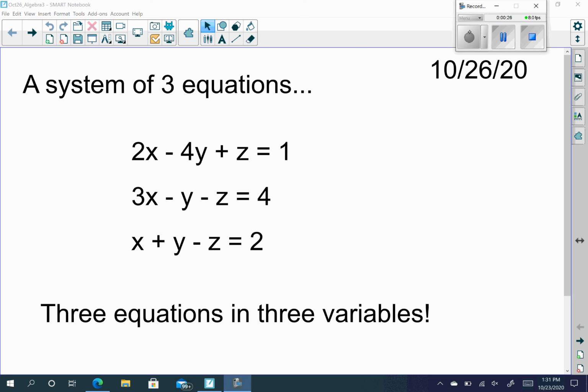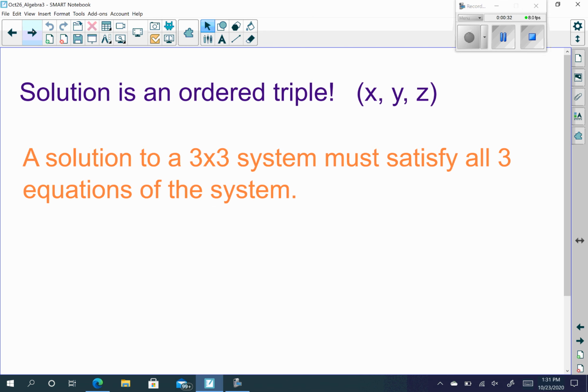the graph here. So again, a system of three equations has three equations, but now we also have a third variable. The solution, instead of it being called an ordered pair, which just contains an x and a y, we call this an ordered triple. And it's going to have three spots here for when we solve for x, solve for y, solve for z. And those are typically the three most common letters we're working with. Now, a solution to a 3 by 3 system must satisfy all three equations of the system, whereas an ordered pair must satisfy both equations of the system.